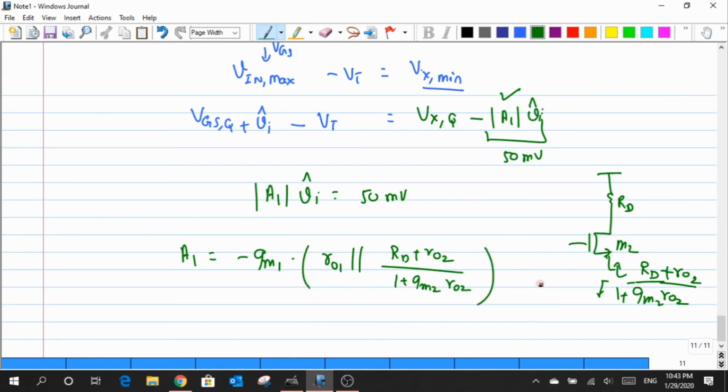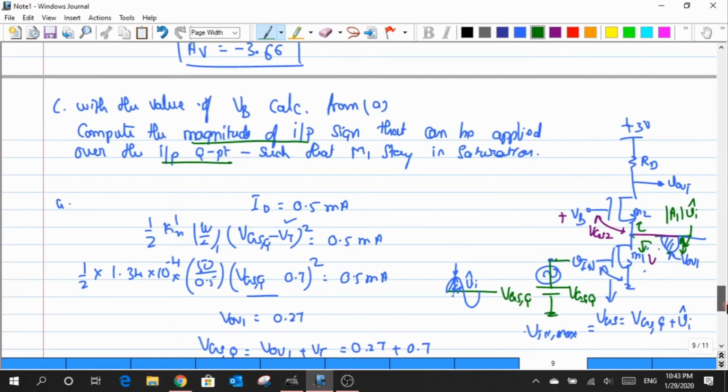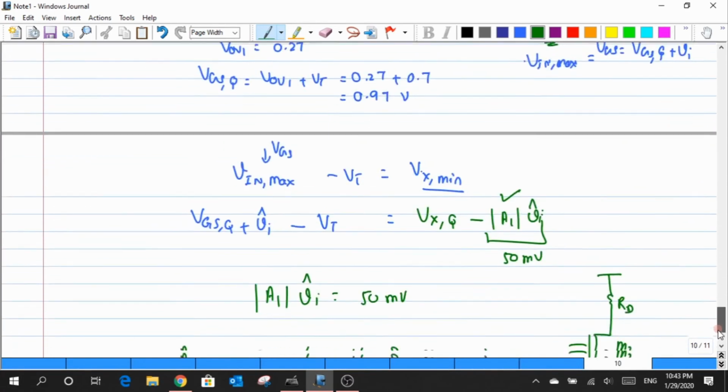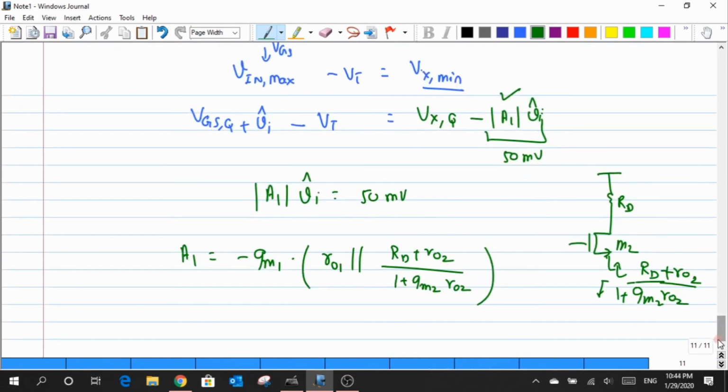Now this is the gain that I have from this input to this Vx. It is not the gain from here to here, so please try to remember that. After plugging in all these values, I'll write down the final expression of it, which would be equal to minus 2.156, and that is the gain that I have across them.